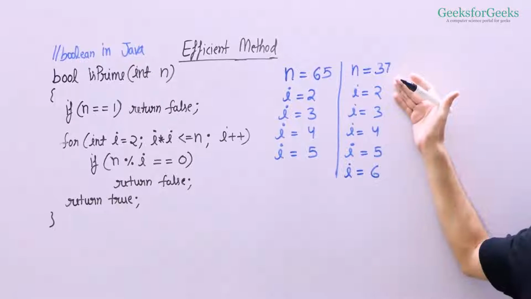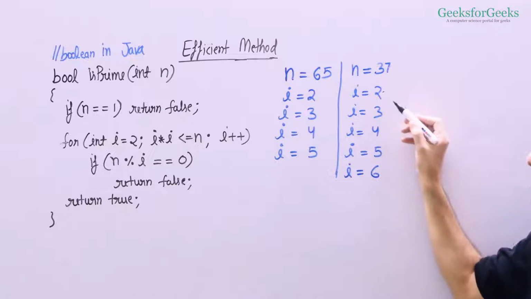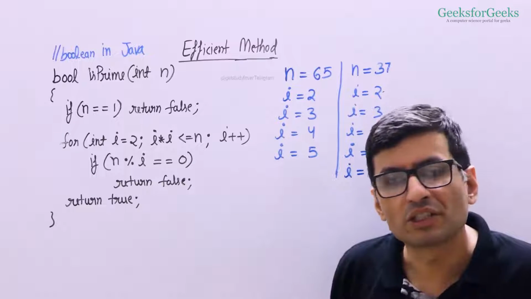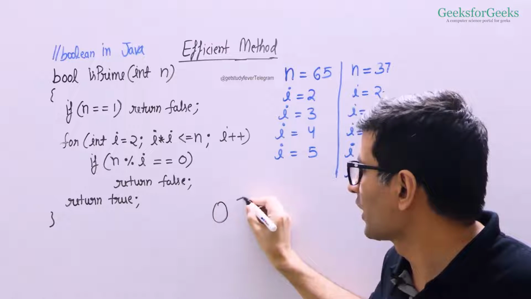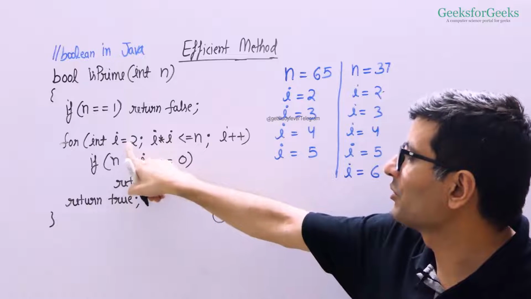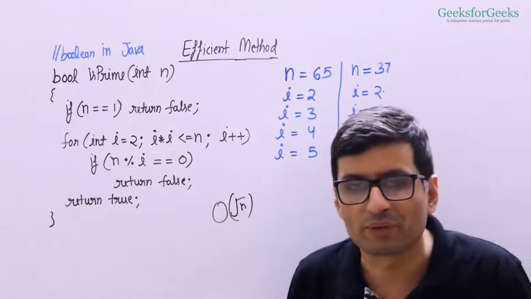And you can notice how many iterations we are saving. In the naive method, we were running from 2 to 36. Here we are only running from 2 to 6. The time complexity of the solution is big O of square root of n. We can clearly notice it. We are running a loop from i equal to 2 while i is smaller than or equal to square root of n. We can further optimize this solution.